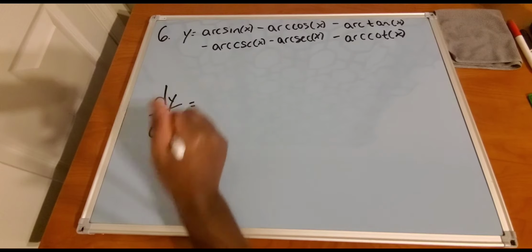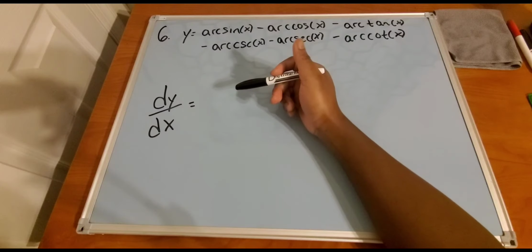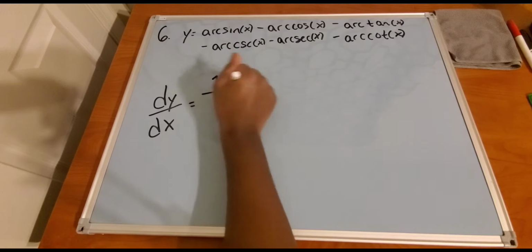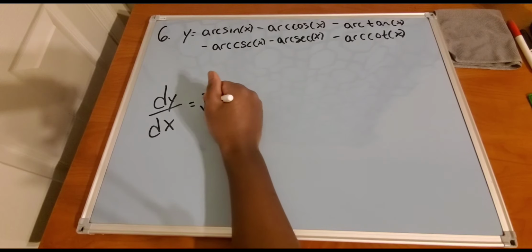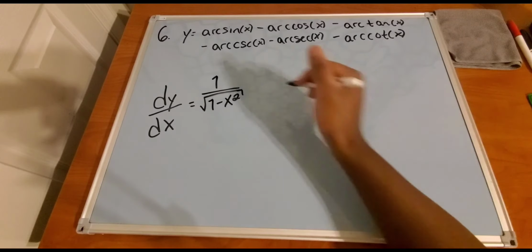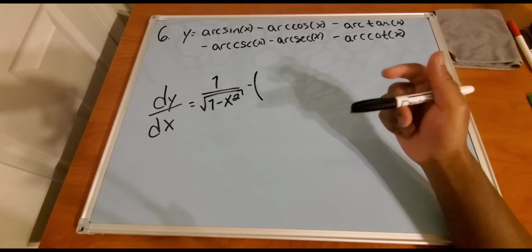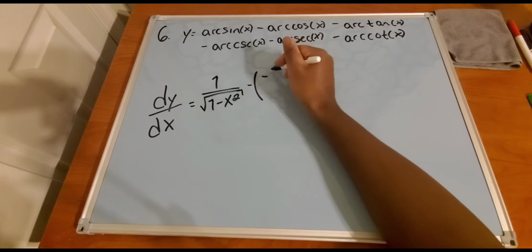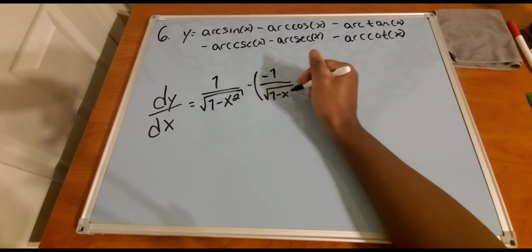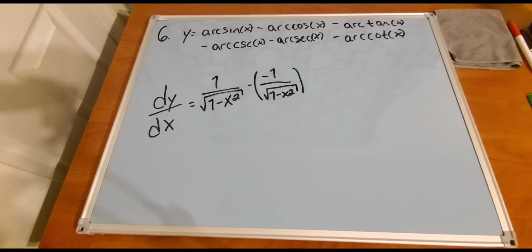dy/dx is equal to, we're going to do this nice and slow. The derivative of the arc sine of x is equal to 1 over the square root of 1 minus x squared, minus the derivative of the arc cosine of x, which is equal to negative 1 over the square root of 1 minus x squared. Notice the only difference between the derivatives of the arc sine and arc cosine is a minus sign.